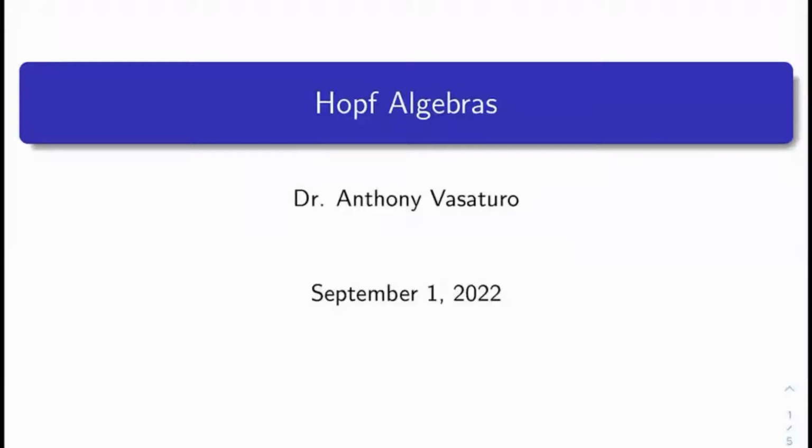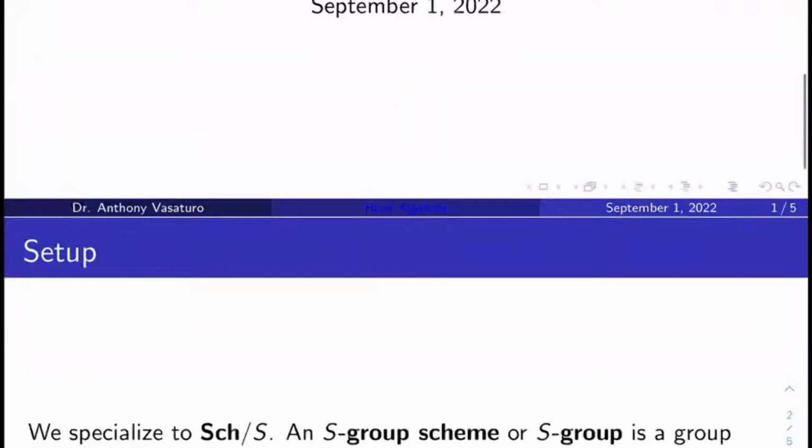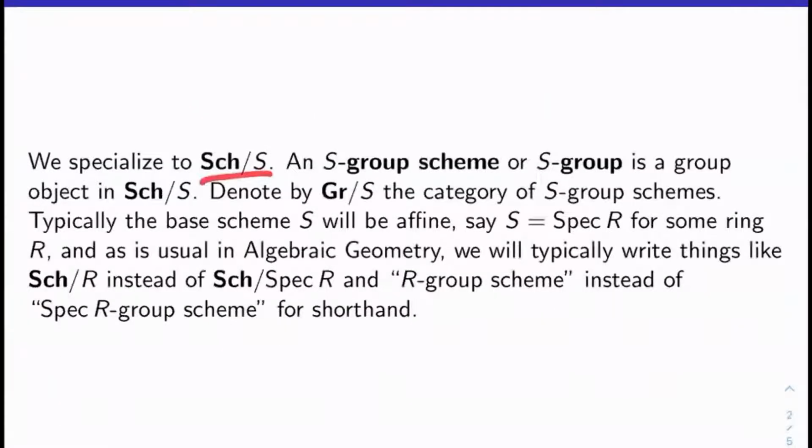Today is going to be all about Hopf algebras. So what's the setup? The setup is we're going to specialize the discussion from the previous few videos to the category of schemes over S, written Sch over S. An S group scheme, or an S group, is just a group object in the category of schemes over S, okay? And then Gr over S will be the category of S group schemes for us. That's kind of its own category within Sch over S.